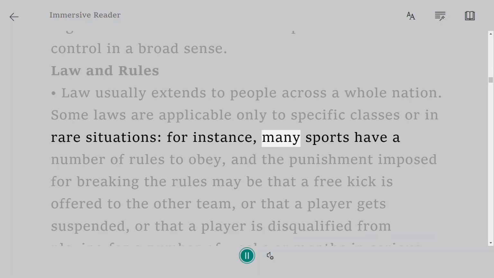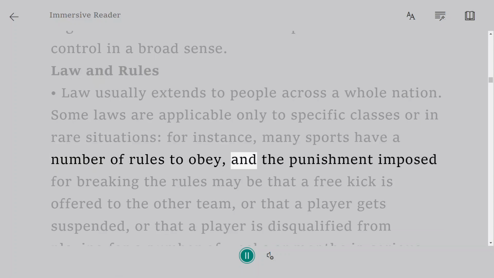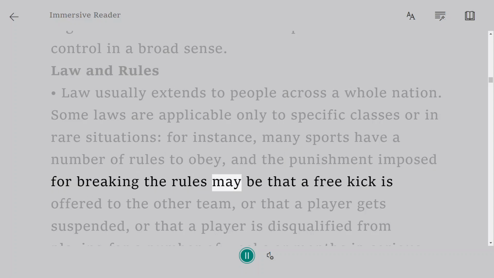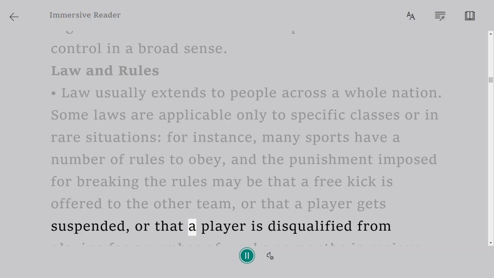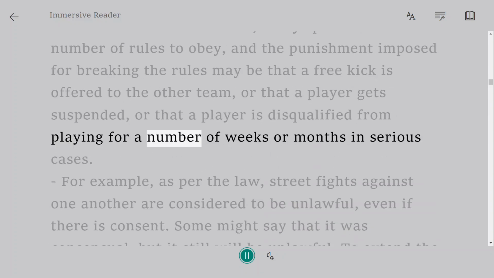For instance, many sports have a number of rules to obey, and the punishment imposed for breaking the rules may be that a free kick is offered to the other team, or that a player gets suspended, or that a player is disqualified from playing for a number of weeks or months in serious cases.